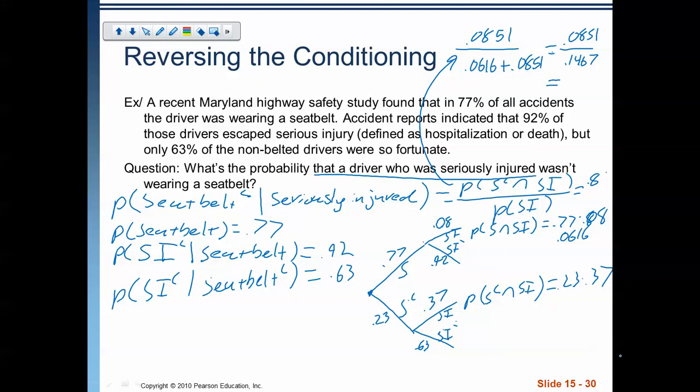So we have the two pieces of information we need. The probability of not wearing a seatbelt and being seriously injured was 0.0851. The probability of being seriously injured was 0.1467. Now we divide. We have our answer. Someone's dividing that for me?